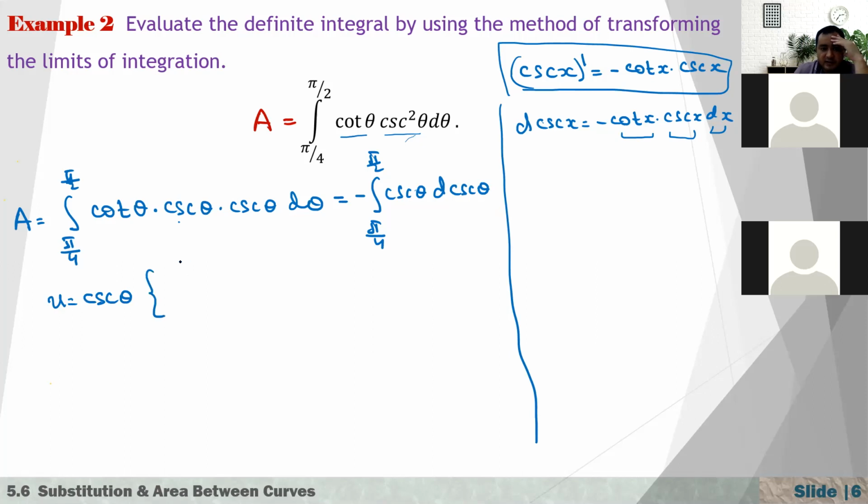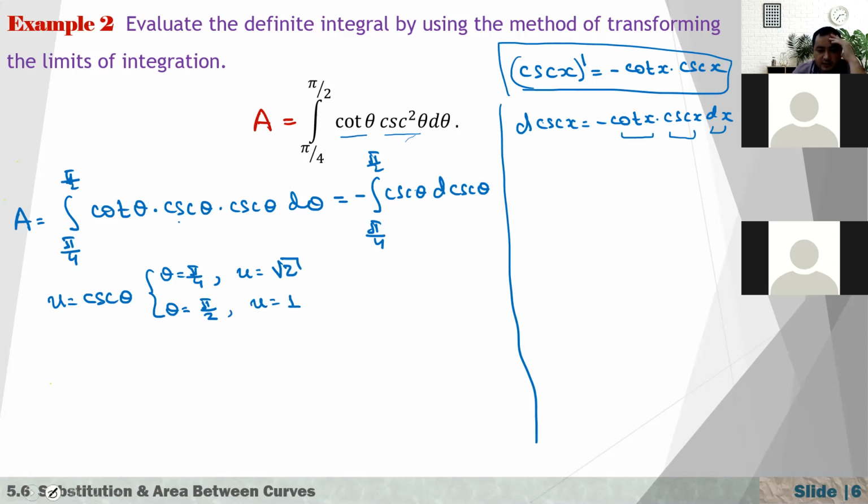then if theta is equal to pi over 4, then u is equal to cosecant of pi over 4, that's equal to square root of 2. If theta is equal to pi over 2, then u is equal to 1, because cosecant means 1 over sine. Sine of pi over 2 is equal to 1, and 1 over 1 is equal to 1.